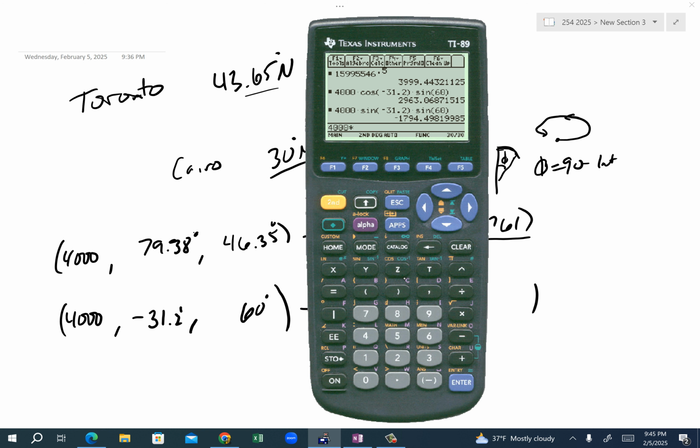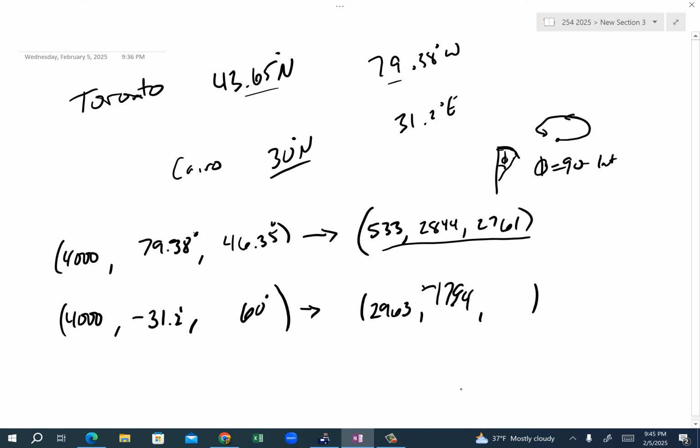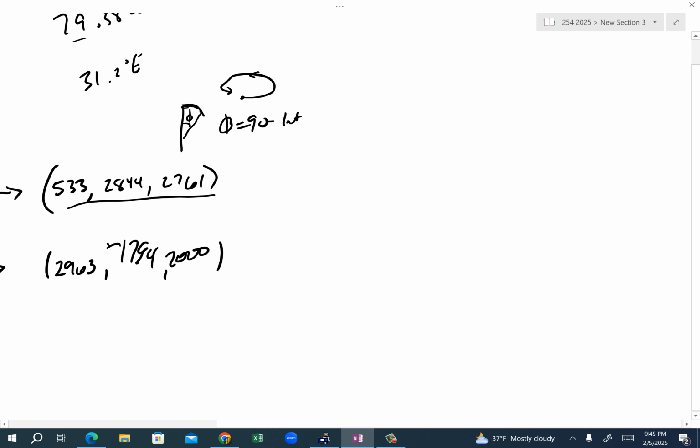Times the cosine of 60, and you get 2,000. Again, you could check yourself, but I feel fairly confident.